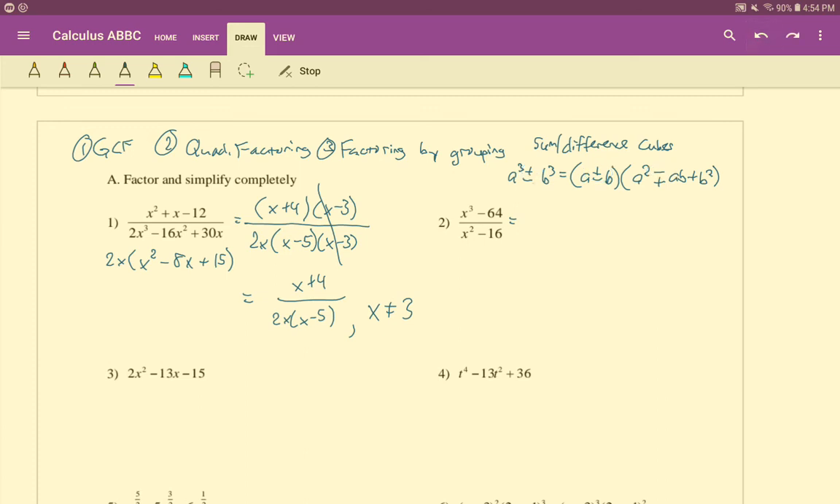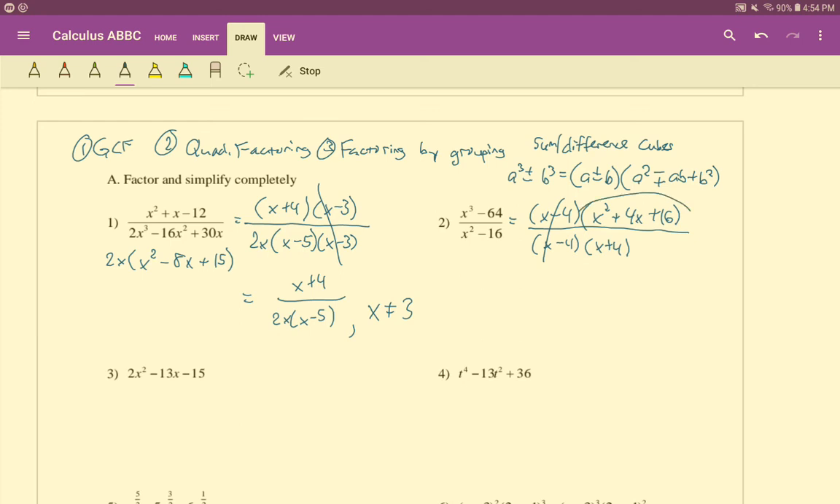If you have a difference of cubes, a cubed minus b cubed, it factors as a minus b times a squared plus ab plus b squared. So in this case, our a is x, and so we'll have x minus 4 times x squared plus 4x plus 16. And then in the denominator, this is a difference of squares, which also has factors, factoring to x minus 4 times x plus 4. And again, we see that we can cancel these two things out.